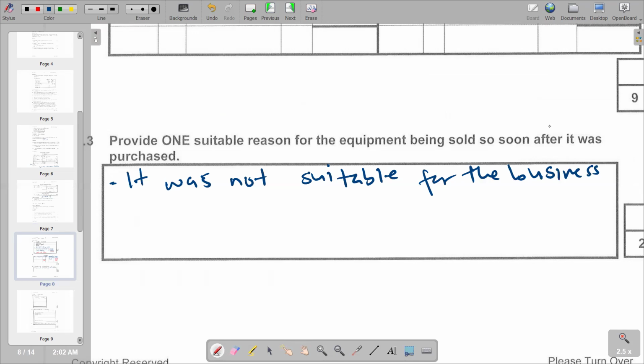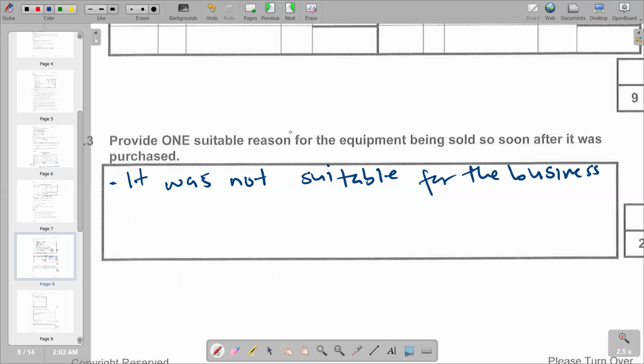It was not suitable for the business, maybe because of the needs of the business. Maybe it's a small equipment which has less capacity than the demands of the business. The demands need an equipment with a higher capacity. So in that case, it can quickly be disposed. So that can be a reason. It was not suitable for the business. That can be a reason that we can also raise. Or it's not efficient or unproductive. Basically, those are some of the reasons that we can try to come up with.